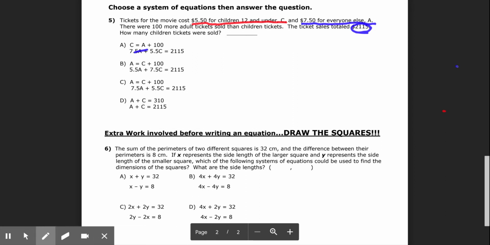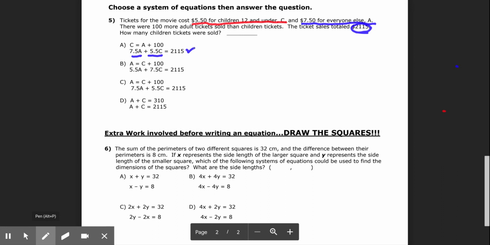Let me just go back. I think I messed up here on letter A. It is 7.5A plus 5.5C, okay, and so that's 2,000. So this equation is actually correct. Now then, let's take a look at the second equation.